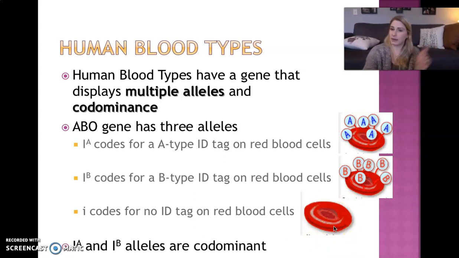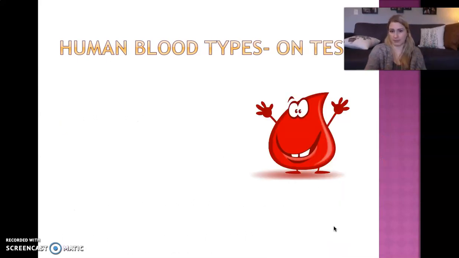So, interesting point. Capital IA and capital IB. If you happen to get both of these, they are codominant, which means that your red blood cells are going to have a bit of both. You're going to have a capital A, capital B. You have both name tags on your blood types.